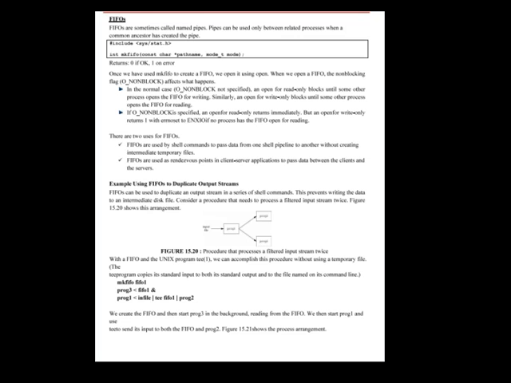Example, using FIFO to duplicate output streams. FIFOs can be used to duplicate an output stream in a series of shell commands. This prevents writing the data to an intermediate disk file. Consider a procedure that needs to process a filtered input stream twice. See the figure 15.20, which shows this arrangement.